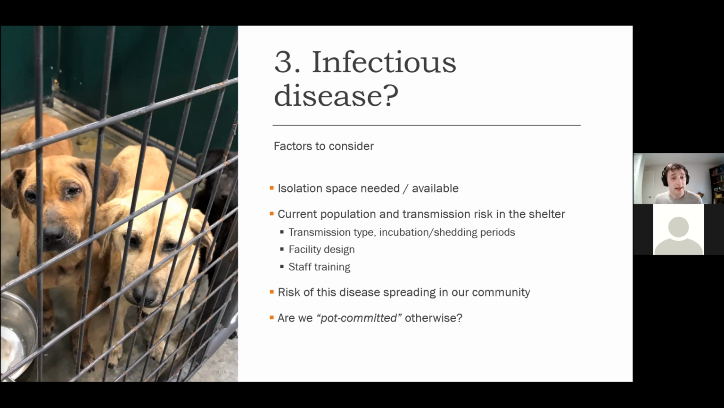Next thing I want to look at as well is, what is the risk of this disease spreading in our community? Is this something that I'll be putting out there and creating a somewhat natural disaster? Or is this something that's already present in my community and the risk is fairly low in itself? And we'll look at the parvo example in just a few slides.